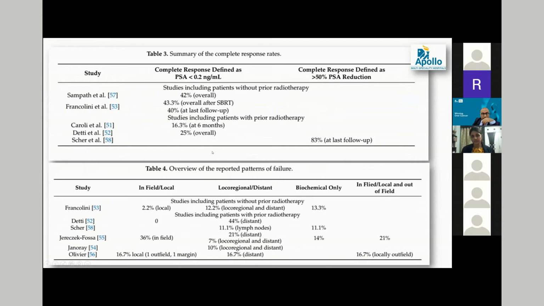So this is the complete response rate. So in different studies, around 40 to 42% in most of the studies, and pattern of failure also. So the infield failure in this study, Francolini, was 2.2%, and so everything was not reported in all the studies. And in Jereczek-Fossa studies, it was 36%. Olivier studies, it was 16.7%. So biochemical failure was 13.3%. In Francolini studies, 11.1%, in another studies, and around 14%.